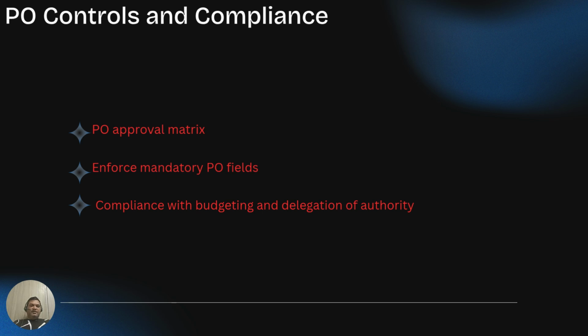The second one is you should enforce the mandatory fields or information that is required. For example, the total quantity, the currency, the price for which you are buying, and then finally compliance with budgeting and delegation of authority, which means the purchase that you are making should be budgeted in your budget, and delegation of authorities should be signing off on the PO before it is sent to a supplier.